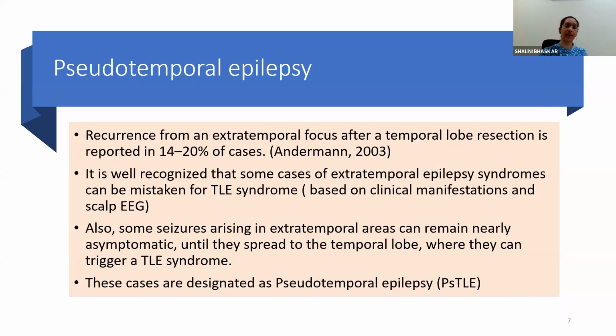So what is pseudotemporal epilepsy? Recurrence from an extratemporal focus after a temporal lobe resection is reported in 14 to 20% of cases. It is well recognized that some cases of extratemporal epilepsy syndromes can be mistaken for TLE syndrome based on the clinical manifestation and scalp EEG. Also, some seizures arising in the extratemporal areas can remain nearly asymptomatic until they spread to the temporal lobe, where they can trigger a TLE syndrome. These cases are designated as pseudotemporal epilepsy.